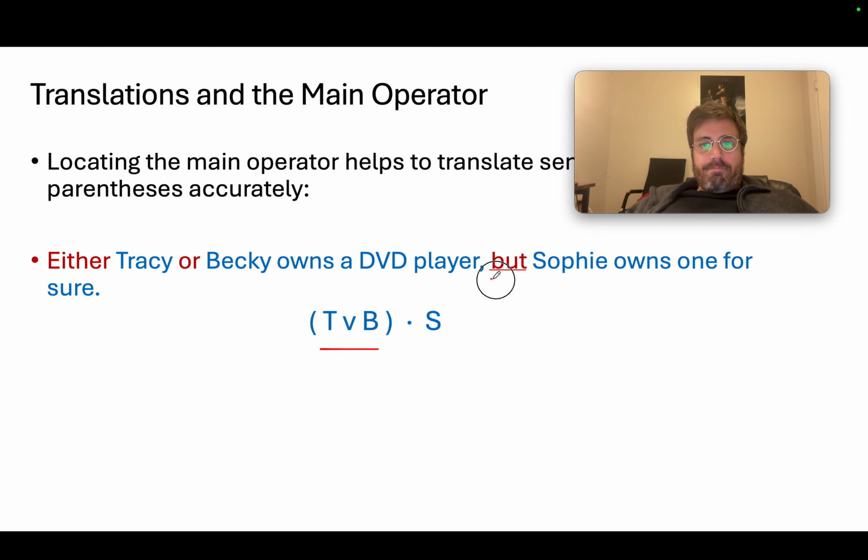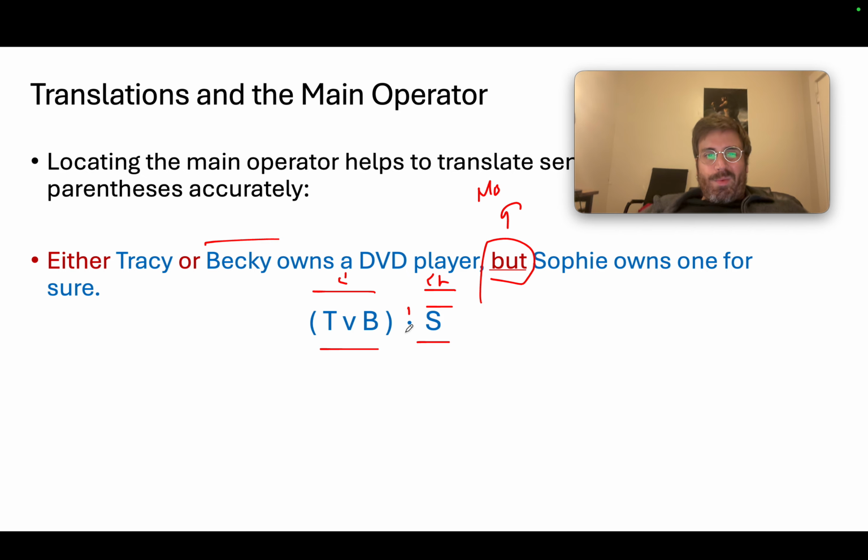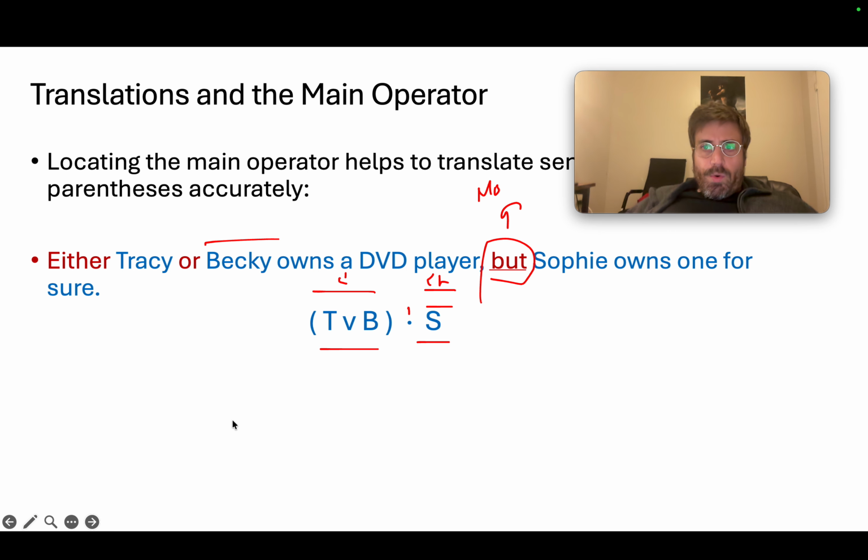And it's really this but, this conjunction, that is the main operator, right? Bringing together the first conjunct, either Tracy or Becky owns a DVD player, and Sophie owns one for sure. So dot is conjoining this whole statement as a conjunct and this variable S as the second conjunct. We would be lost if we didn't know that dot was the main operator, because we wouldn't quite know what the stress of the conjunction is, or of the disjunction. So dot has to be outside of parentheses in order for this translation to work.